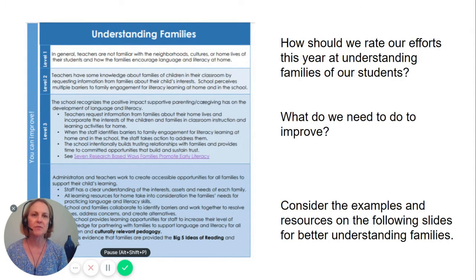reach consensus. Remember, the power's in the discussion, not the exact level chosen. What's important is that everyone's ideas have been heard and that your team is focused on improvement over time. Now's a good time to pause the presentation to complete this process for determining the level that best represents your school's practices related to understanding families.